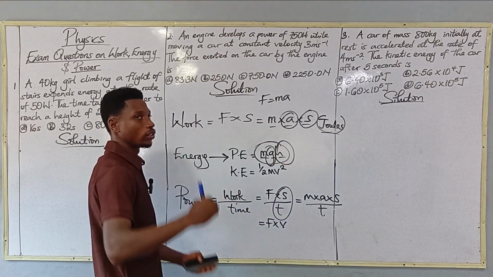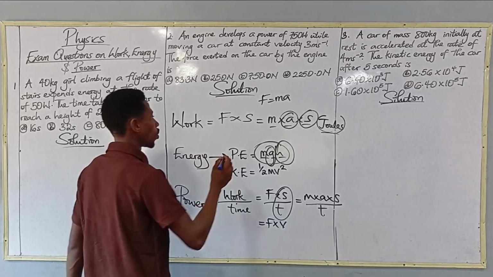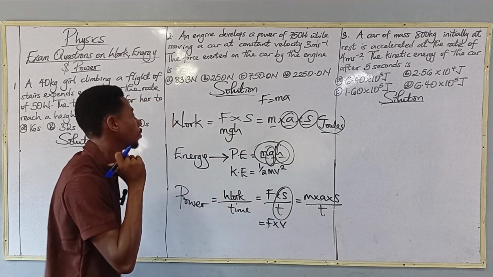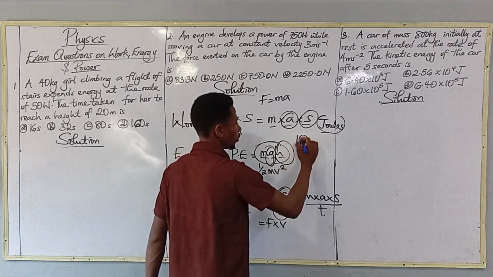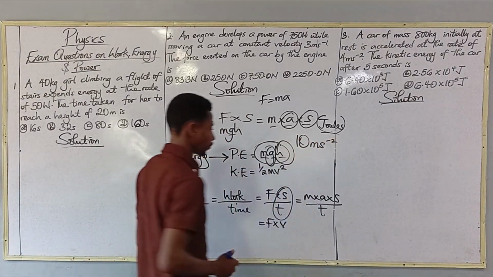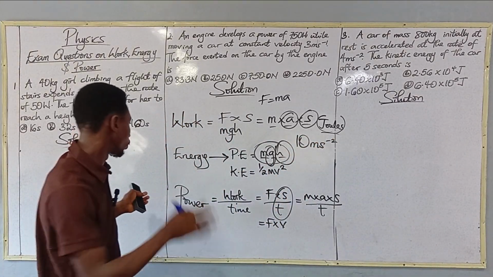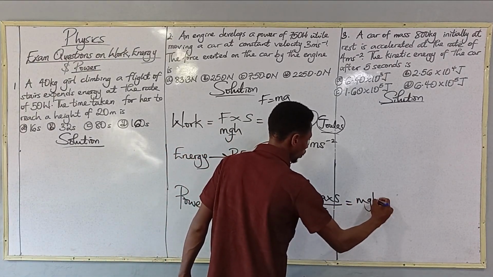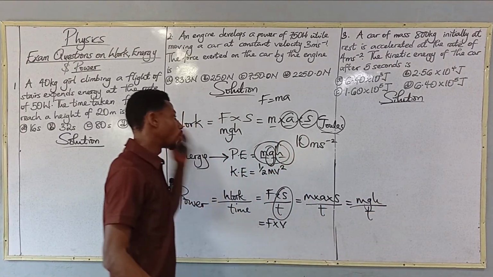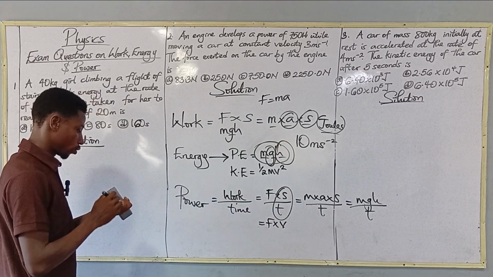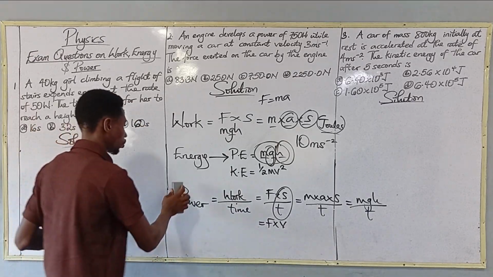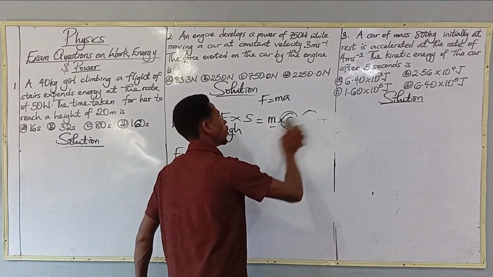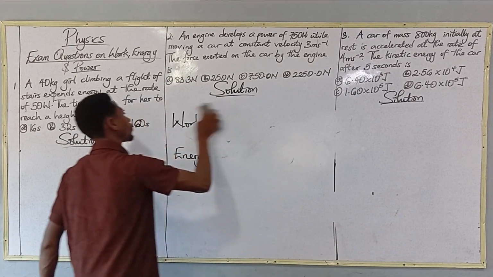So when it comes to a body going up or coming down, the work done there is calculated using mgh, where g is a constant value, which is approximately 10 meters per second square. So these are just a few things that you should take note of. Then if we can use mgh for work, power will be mgh over t. So all these are different formulas that we can use under this topic. So we'll get right into the calculation now, since I've done that small summary.